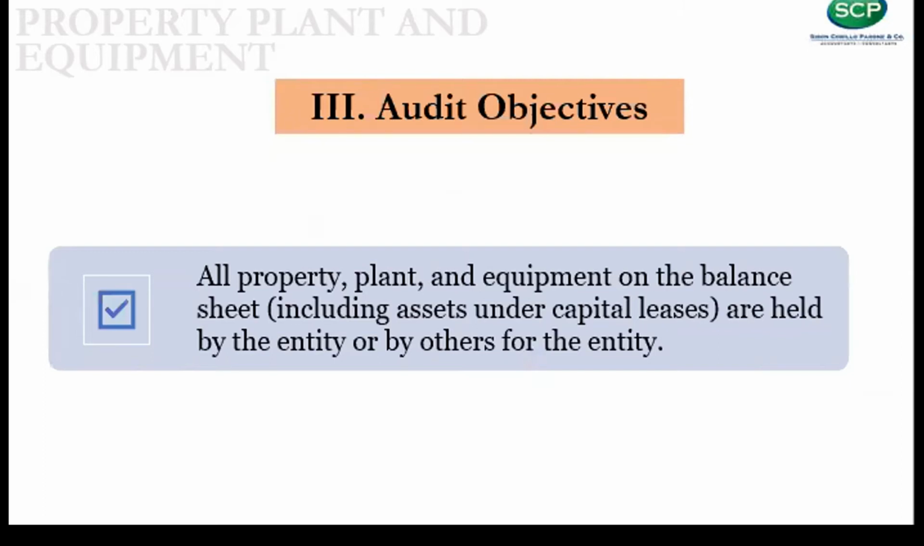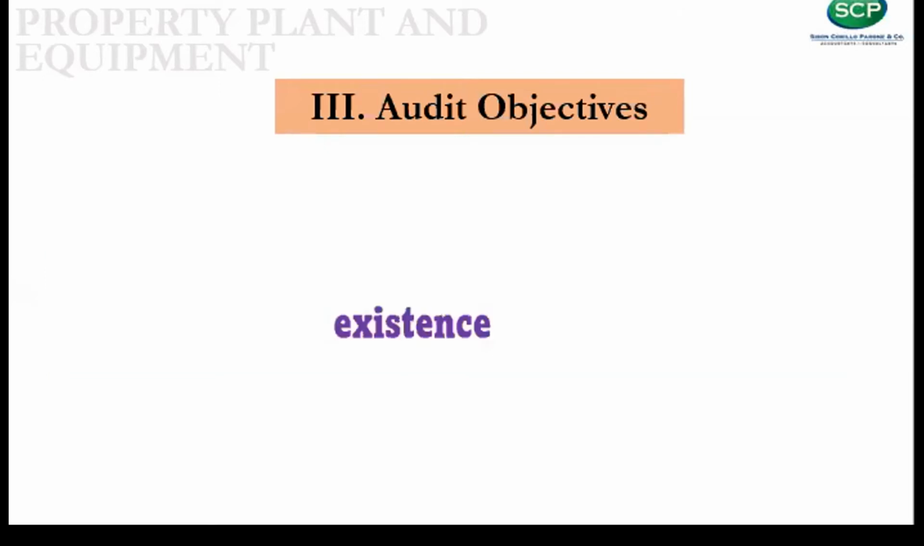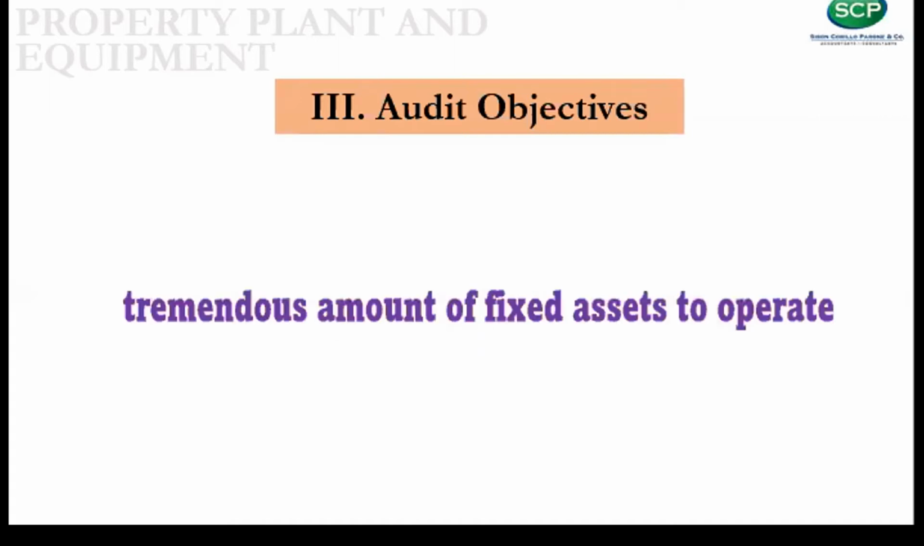So the first audit objective is to ascertain that all property, plant, and equipment on the balance sheet, including those assets under capital leases, are held by the entity or by others for the entity. The existence of property, plant, and equipment is typically an issue that many fixed assets-intensive companies face. These companies are usually those large ones that require tremendous amount of fixed assets to operate.